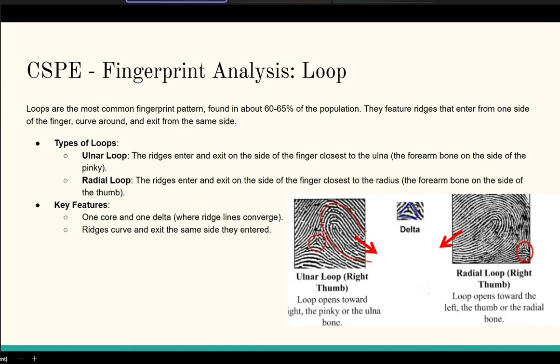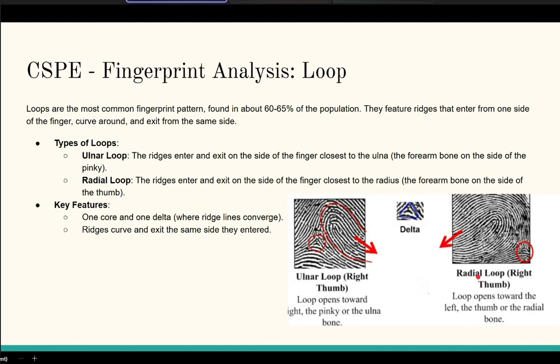essentially the ulna, which is the forearm bone on the side of the pinky, which is hard to demonstrate, but it's the one near the pinky. And the radial one goes to the forearm bone on the side of the thumb. So there's different ones depending on which direction it's going towards. And these are both examples on the right thumb.